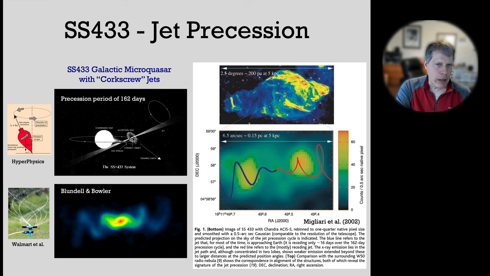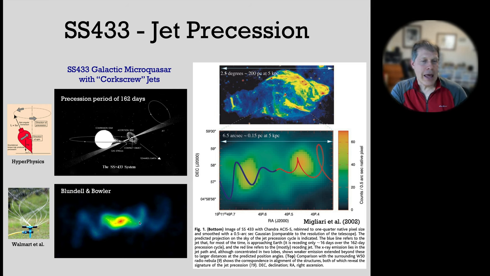Now, any given blob of plasma emitted by the jet, once it's been emitted, of course, travels out in a straight line. But as the core wobbles around in the sky, that leads to this corkscrew behavior. The same way that a lawn sprinkler that twirls around leads to these twirled apparent patterns of water. It's the same idea here for SS-433.